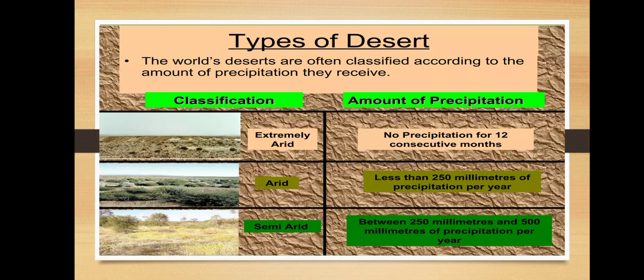Types of desert. The world's deserts are often classified according to the amount of precipitation they receive. We have here the classification: extremely arid, with no precipitation for 12 consecutive months or 1 year. Then we have the arid, with less than 250 millimeters of precipitation per year, and semi-arid, between 250 millimeters and 500 millimeters of precipitation per year.